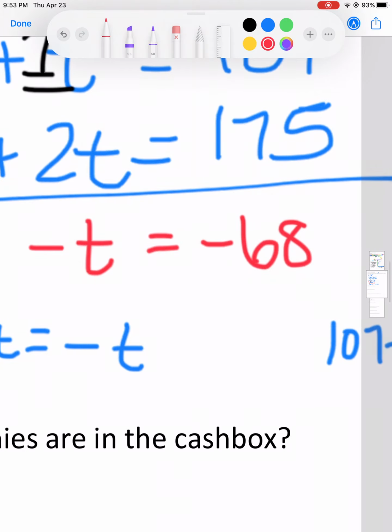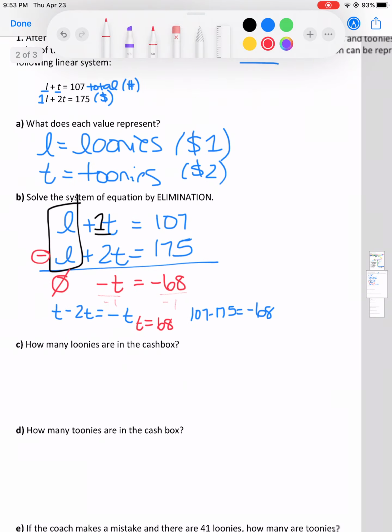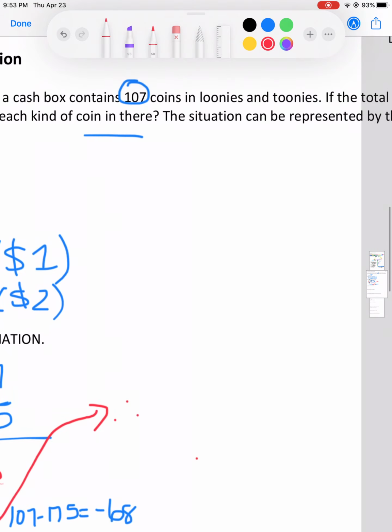Is t by itself? No, it's got a negative with it. Easiest thing that we can do is divide by negative 1. Negative divided by negative is a positive. T is equal to positive 68. Okay? So, what does this tell us? Therefore, we have 68 toonies.